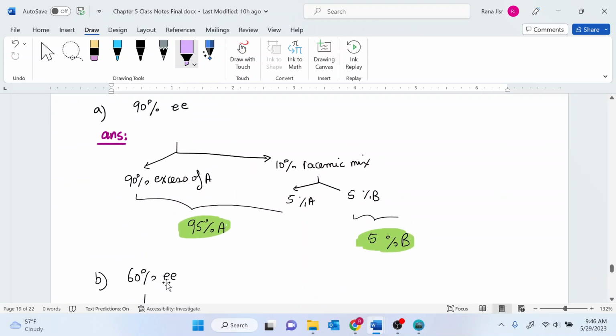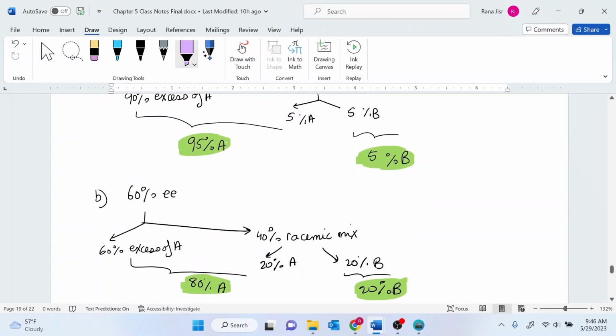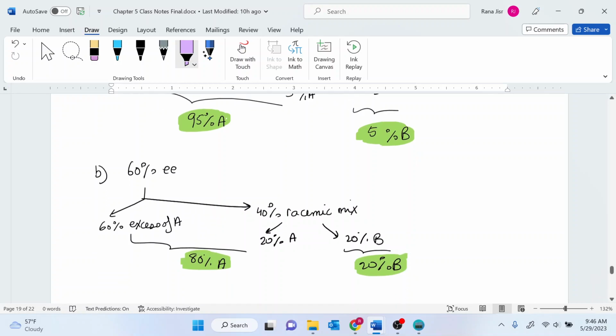Another example, 60% enantiomeric excess. So I have 60% A, and the rest is going to be 40% racemic. Racemic here means that it's a combination of A and B, so 50-50. So 20% A, 20% B. I can combine A together, and now that means that I have 80% A and 20% B.